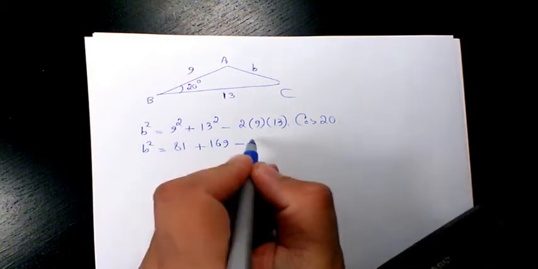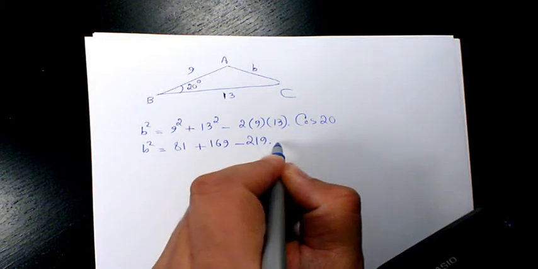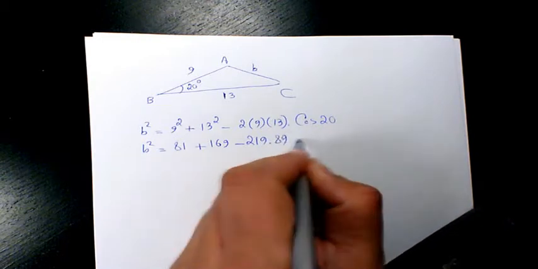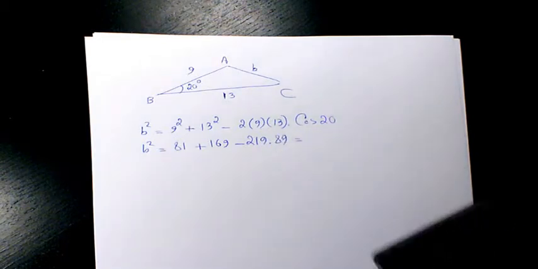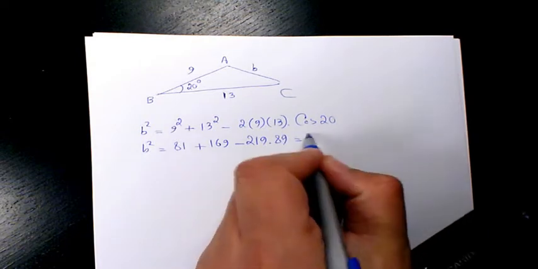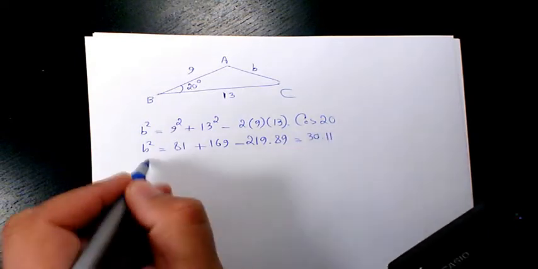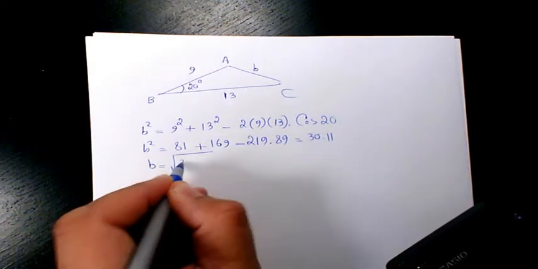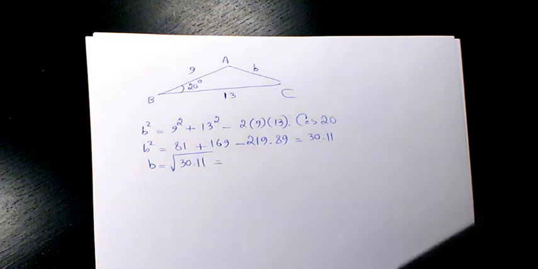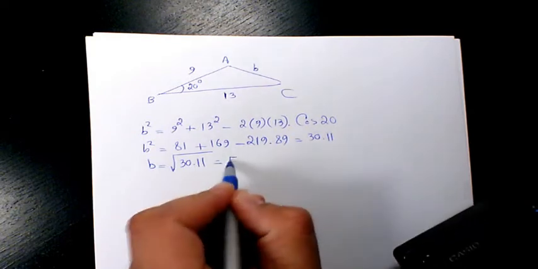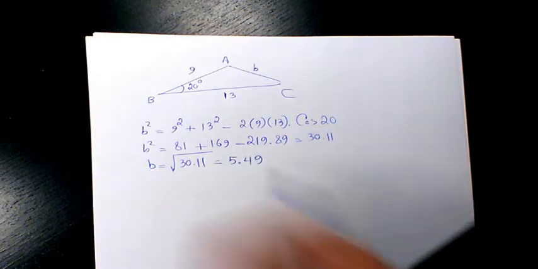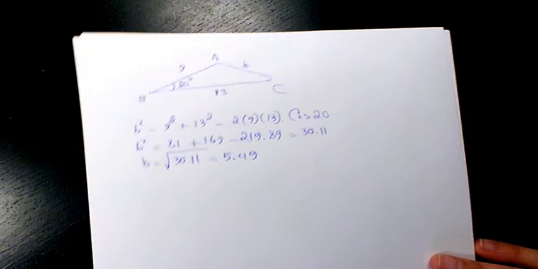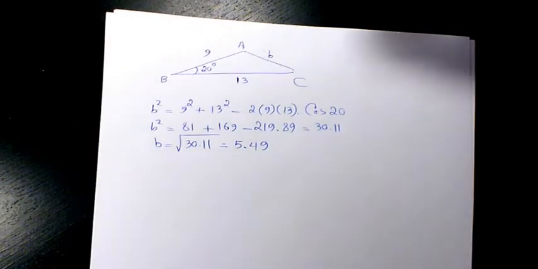That's going to be 219.89. I keep the 2 digits after decimal points. It's going to be 30.11. So B is going to be square root of 30.11, which is going to give me 5.49. Next example.